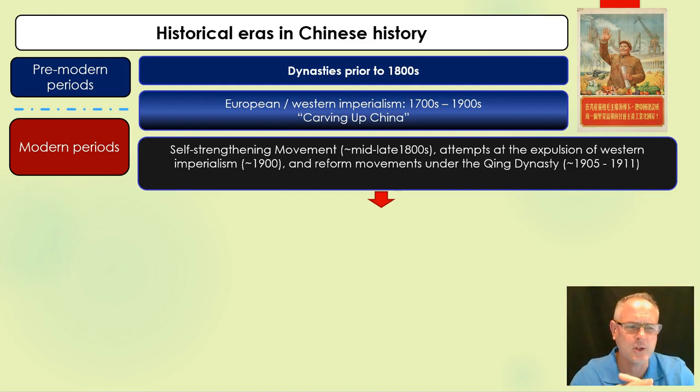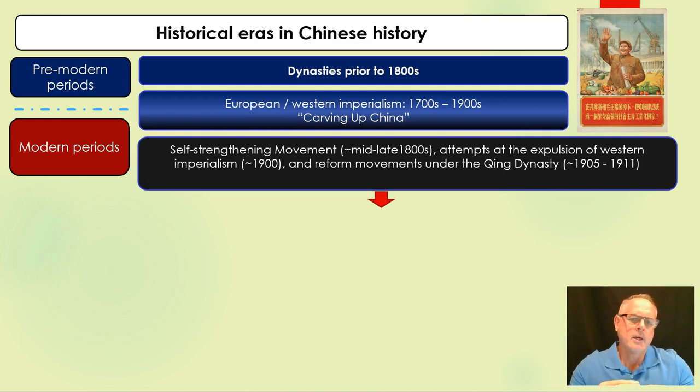The modern periods of Chinese history seem to start around the middle to late 1800s, depending on which historian you're looking at. Perhaps a good starting point is what becomes known as the self-strengthening movement that takes place at this time, where the Qing dynasty start to recognize that unless China strengthens itself, they will be exploited by these industrialized nations coming out of Europe, the United States, and even Japan by the late 1800s.